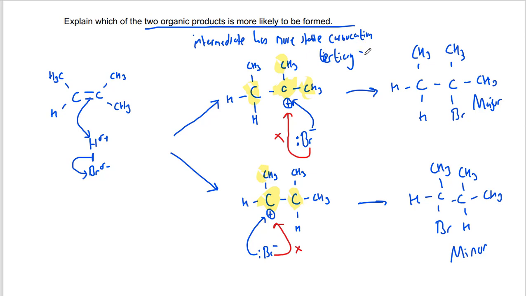Tertiary. Tertiary is better than secondary. That's all you need to write. That's everything you need to get that last mark. So there you go. This gets you 6 marks. Obviously I've drawn both mechanisms. You don't need both mechanisms, but either way, I've just done it for illustrative purposes. And all you need to write as an extra is that the intermediate has the most stable carbocation. You can say tertiary is better than secondary. And that's it. That's all you need to say. No more explanation needed. It's just about the stability of the carbocation, and you want the major and minor products.